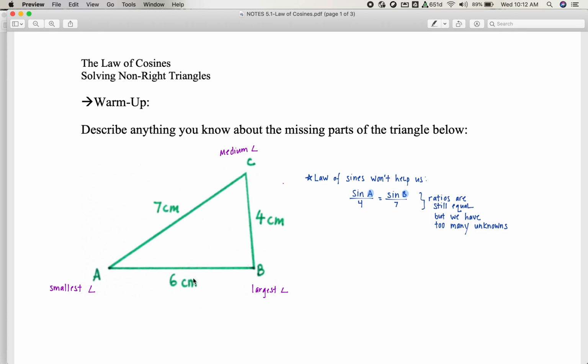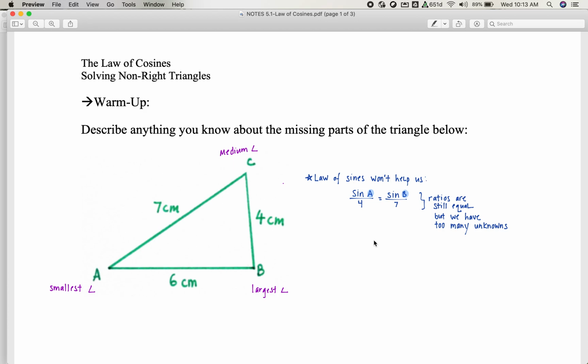In this triangle right here, we know all 3 sides, but we don't know any angles, so we have no matches. And if we tried to use law of sines, so for example, I could take sine of angle A and then set it up as a ratio over little a, which is the 4, and then sine of B over 7, I have 2 unknowns. I don't know A and I don't know B. So I can't solve this equation for either one. I just don't have enough information. There's too many unknowns. So law of sines is not going to work here.